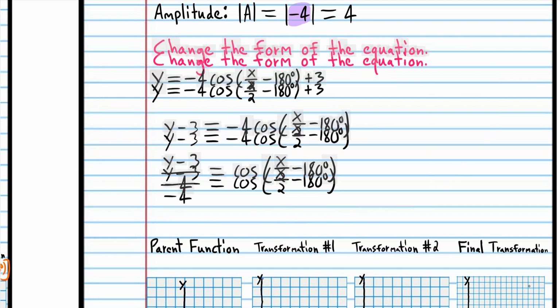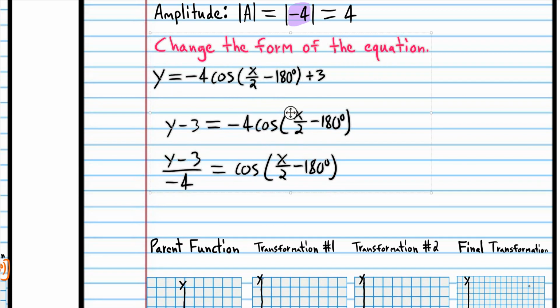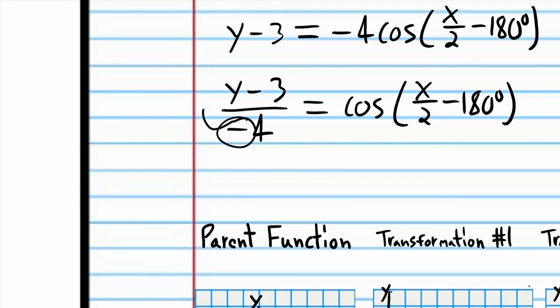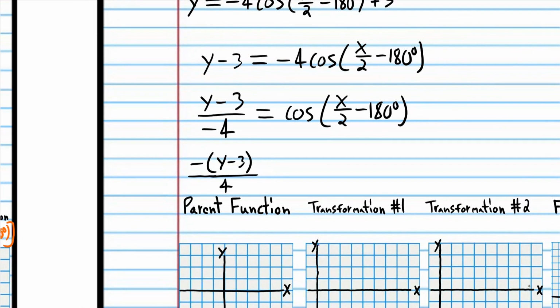I'm going to change the form of the left side of the equation a little bit. I'm going to take this negative and put it up here, just so it's easier for us to understand what's going on. And I'm going to choose not to distribute that negative. I'm also going to factor out 1/2.